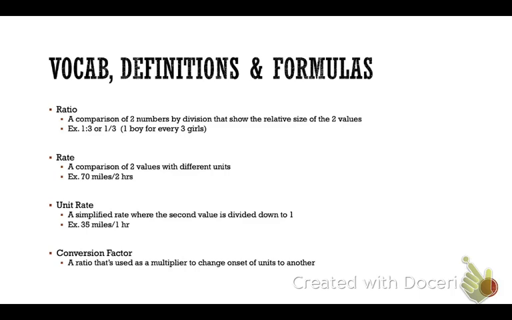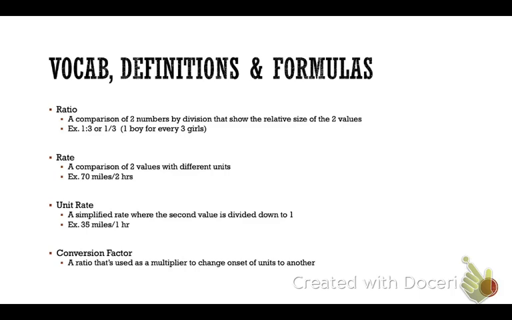Now let's start with the definition of a ratio. In math, a ratio is a comparison of two numbers by division. So you'll often see it written as a fraction. And that comparison shows the relative size of those two values. An example I have for you is the ratio 1 to 3.